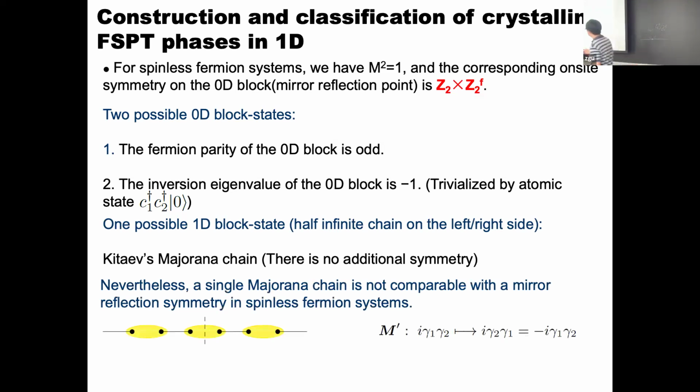If you just write down this Majorana Hamiltonian, it's a summation of i γ1 γ2, right? You do this mirror reflection, so γ1 becomes γ2 and γ2 becomes γ1, and you have a minus sign. So that's also not a symmetric Hamiltonian. It's not allowed. Yeah, so now in conclusion, we only have this first classification worked out.